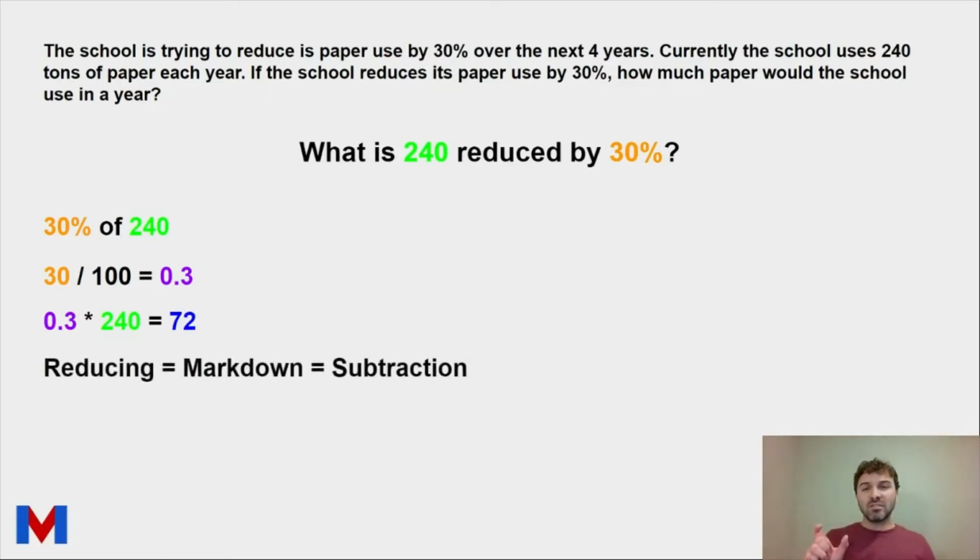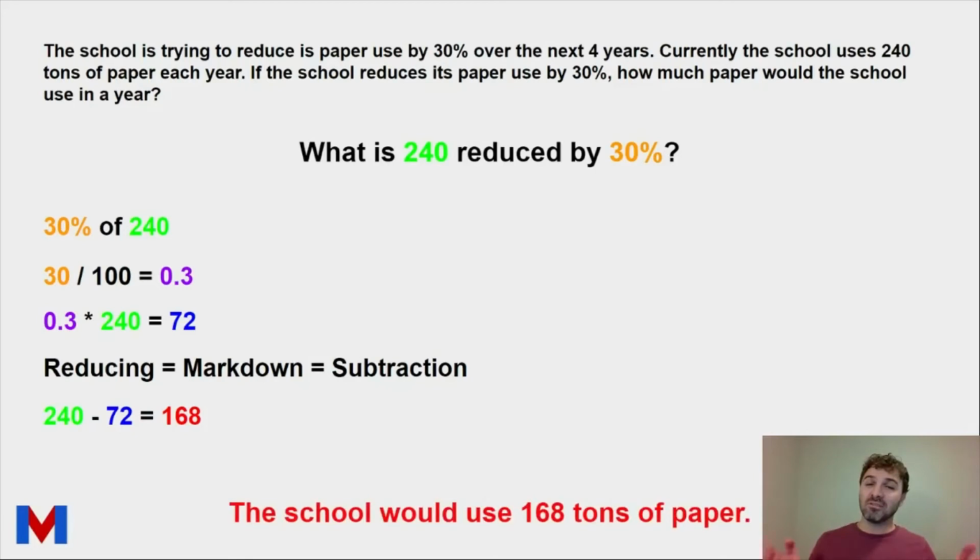So reduction or markdown is telling us that we need to subtract, okay? So we take that original amount, that 240, subtract 72, reduce it by 72, which is going to leave us with 168 tons of paper still being used each year, all right? So the school would use 168 tons of paper.